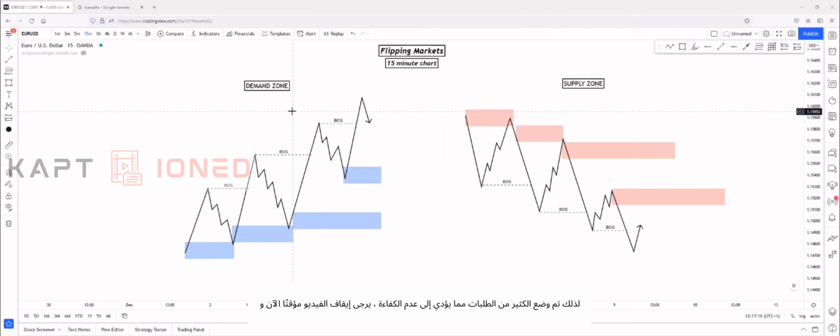Please pause the video now and check the inefficiency video before you continue to watch this, because it's necessary. So please just pause it and watch the inefficiency video. Okay, move on. It has to break structure or change character. We'll talk about change of characters in the entry unit. And finally, it has to create or collect liquidity.